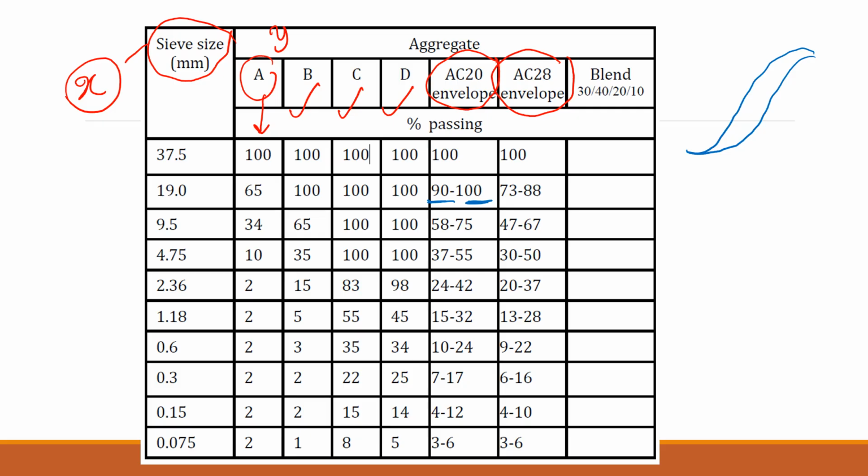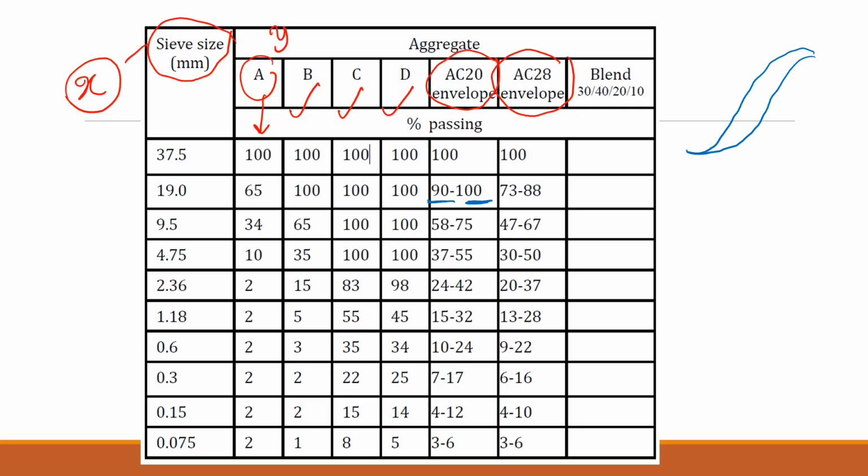Okay, so you need to plot that one as well in the same graph. Everything is plotted on the same graph. So you can see an envelope like that, for both the AC20, one envelope, and AC28, another envelope. So you will see two envelopes and four curves on the same graph. Are we good? So that's your homework.